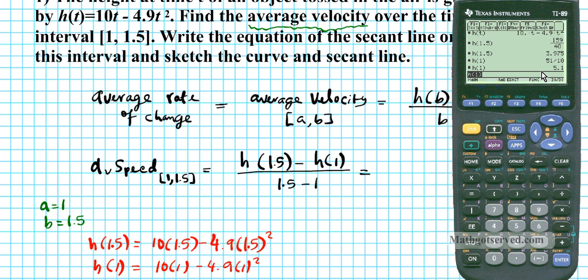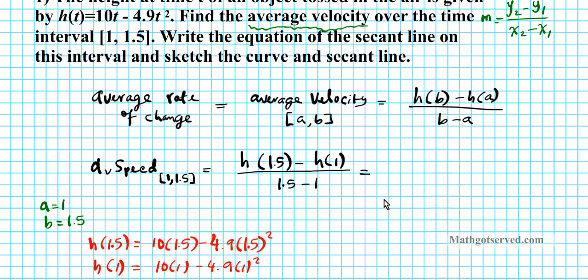Okay, so I'm going to put in 3.975 for h of 1.5 and 5.1 for h of 1, and then we'll compute the quotient, the resulting quotient. All right, so let's write that down. So we have h of 1.5 is 3.975, h of 1 is 5.1, and 1.5 minus 1 is easy to determine. It's simply 0.5. Okay? All right. Now we can compute this by hand, but guess what?